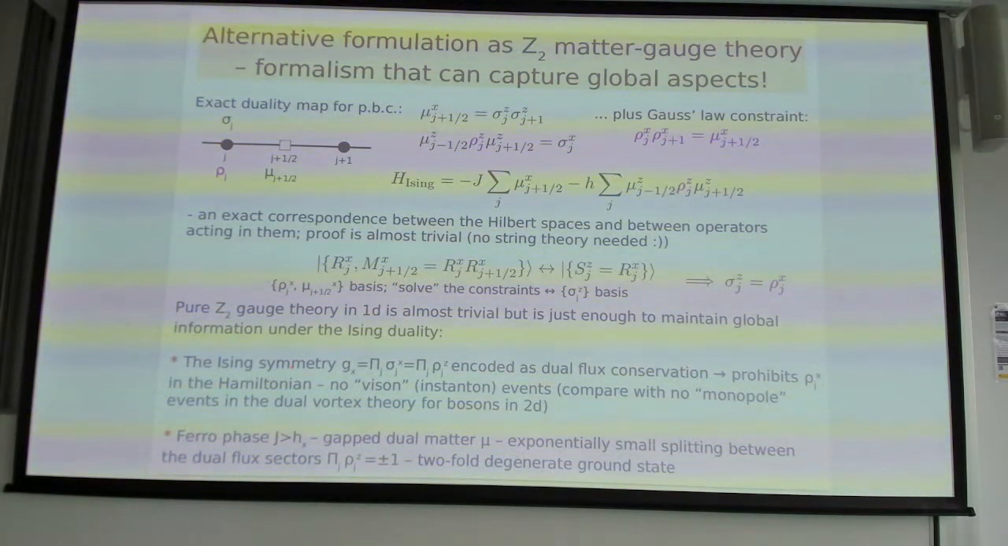Okay, so under this duality, the original Ising symmetry is encoded as flux conservation of this dual gauge field. This product of rho z's commutes with the Hamiltonian, and that means you are not allowed to have a single rho x in the Hamiltonian. A single rho x would change the flux. It would insert a Wilson line, and I will refer to this as not being allowed to have Wilson or instanton events in this gauge theory. This is analogous to the dual vortex theory for bosons in 2D, where the dual gauge field is non-compact. You are not allowed to add monopoles in the field.